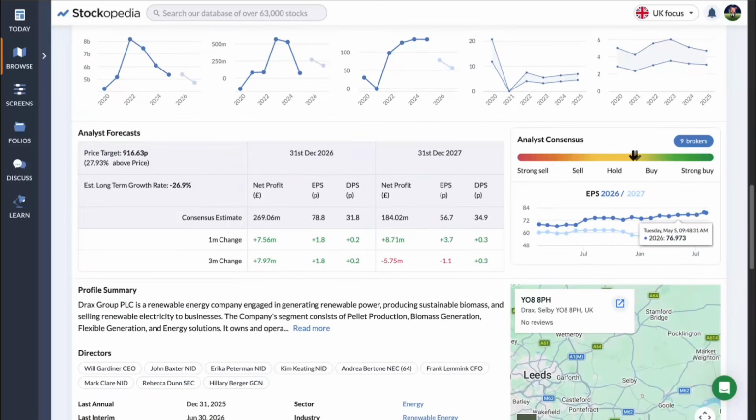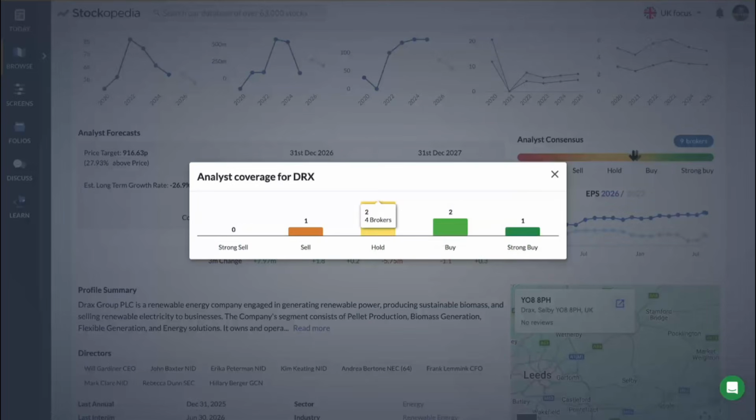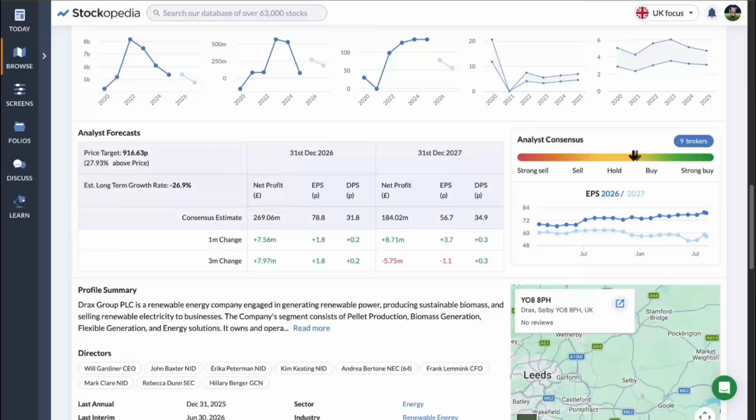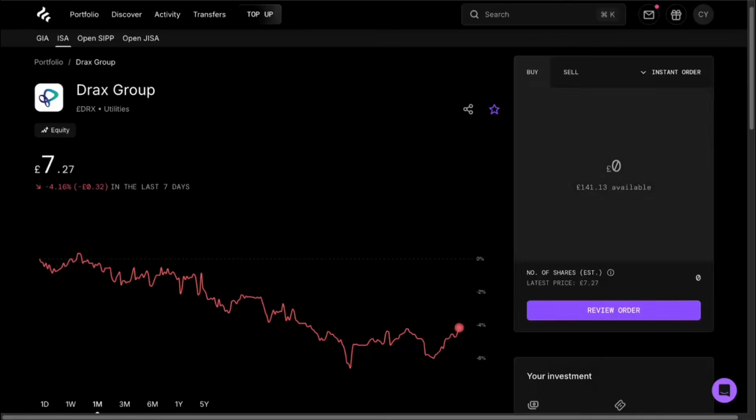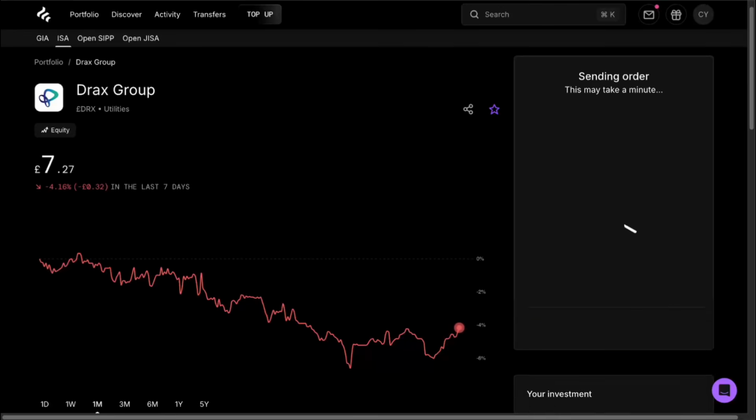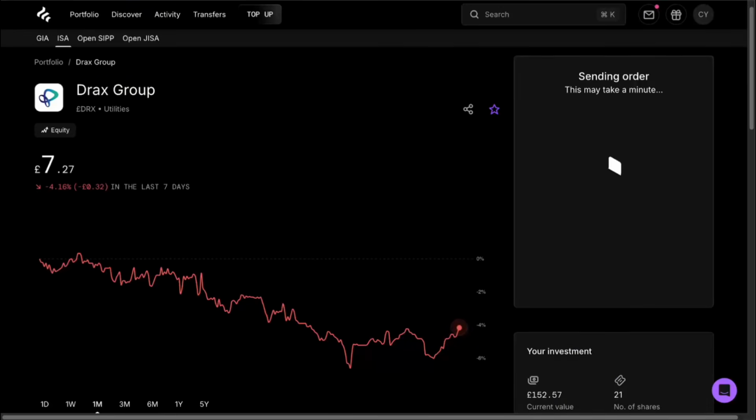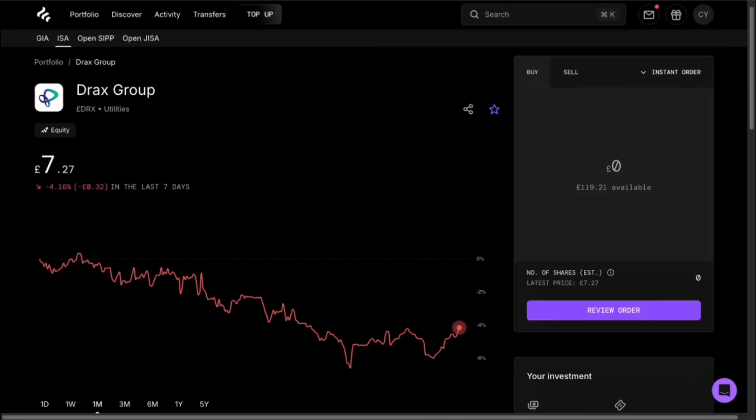And if we scroll down and take a look at the analyst consensus, we can see that it's between a hold and a buy, with there being 1 sell, 4 holds, 2 buys and 1 strong buy, with an overall price target of 916 pence, which would be 28% above the current price. For today's video, I'm going to be adding 3 shares for an amount of £21.91. This now leaves us with just enough money to purchase 1 share of that new company I'm going to be adding to the portfolio. Have you got any guesses what it is?